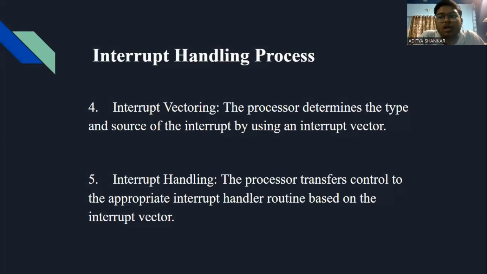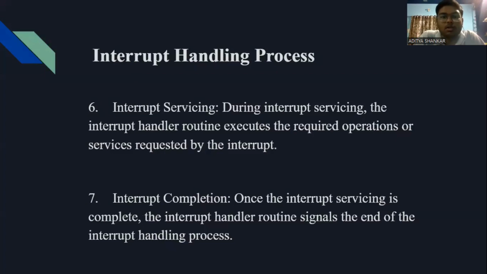Interrupt vectoring, like I told, the interrupt vector keeps the information about the type and source of the interrupt by using a vector or an array. Then is the interrupt handling. In the interrupt handling, the processor transfers the control to the appropriate interrupt handler routine, that is the ISR that we discussed, based on the interrupt vector, that is the type and the indexing, the priority. Interrupt servicing: during servicing, the interrupt handler routine executes the required operations or services required by the interrupt. So basically it manages the interrupt and ends the interrupt.